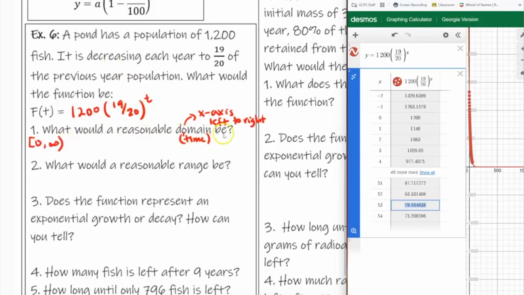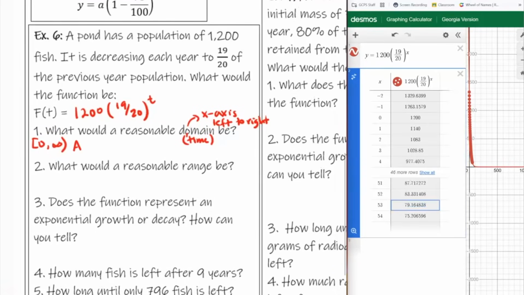So what would a reasonable domain be? All real numbers, because I'm including decimals. All real numbers include all positive real numbers, including 0, because I want everything to infinity, and I want to also include 0. 0 is neither positive or negative. So this will be all positive real numbers, including 0. Okay, so I'm starting to write it in words more so that you can understand this notation.